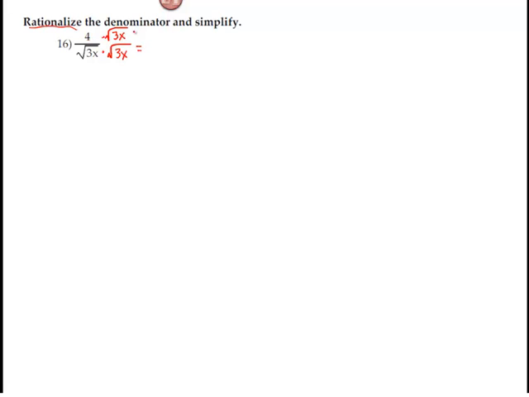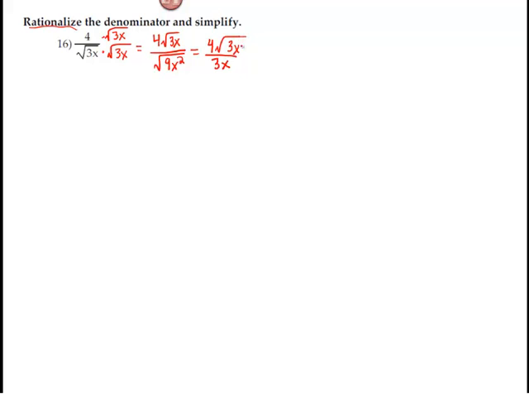So that we get 4 times the square root of 3x, which is 4 square roots of 3x. And square root of 3x times the square root of 3x is the square root of 9x squared. Or you might have realized from either of these steps, the square root of 3x times the square root of 3x is 3x. If you don't believe me, look at this. Square root of 9x squared, well, the square root of 9 is 3. The square root of x squared is x.